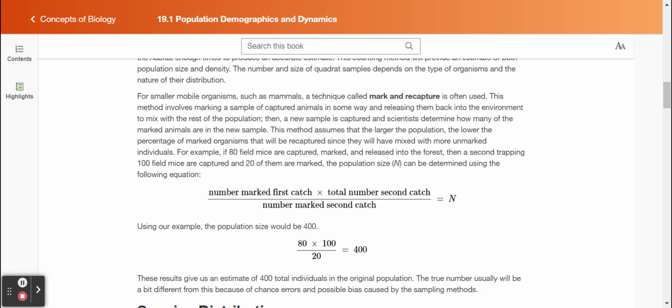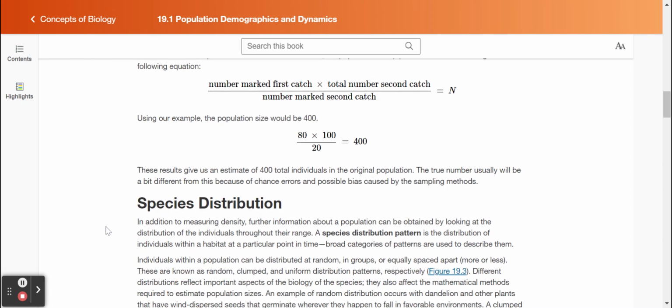80 marked from the first catch times 100 captured in the second catch divided by 20 seen marked in the second catch. 80 times 100 divided by 20 is equal to 400. These results give us an estimate of 400 total individuals in the original population. The true number usually will be a bit different from this because of chance errors and possible bias caused by the sampling methods.